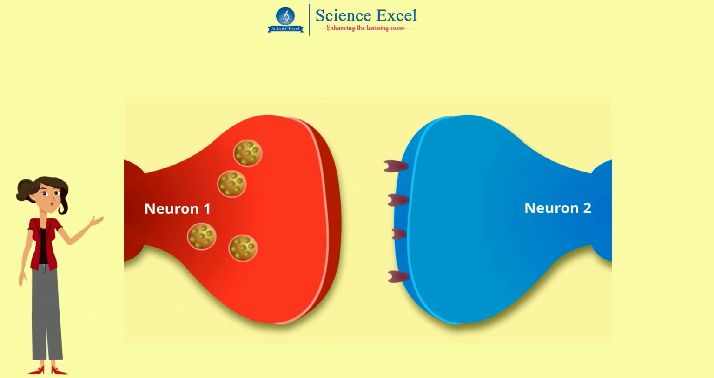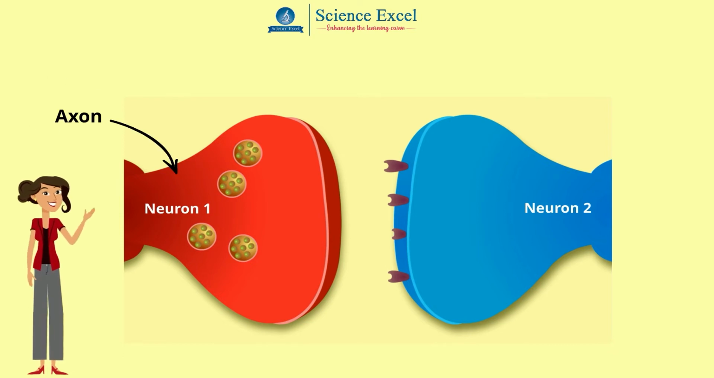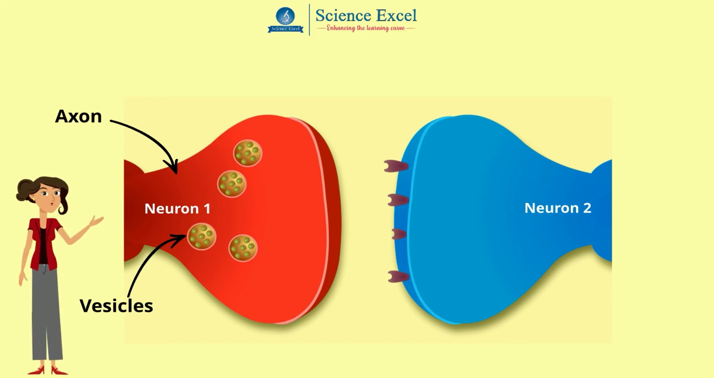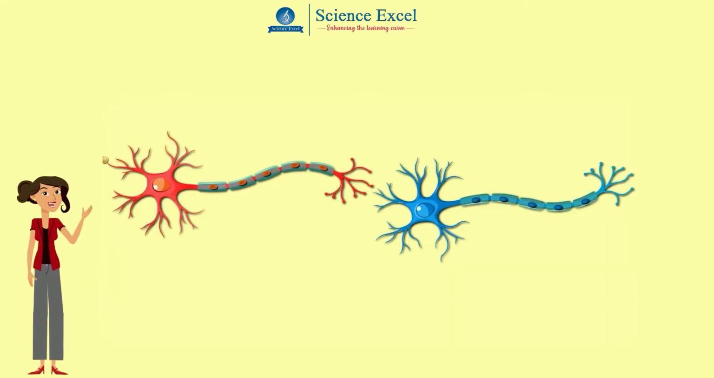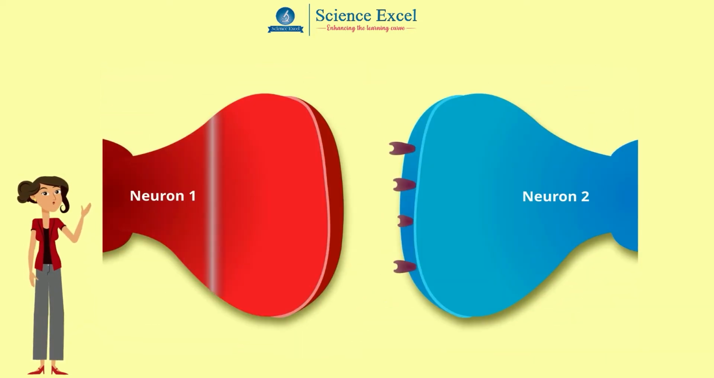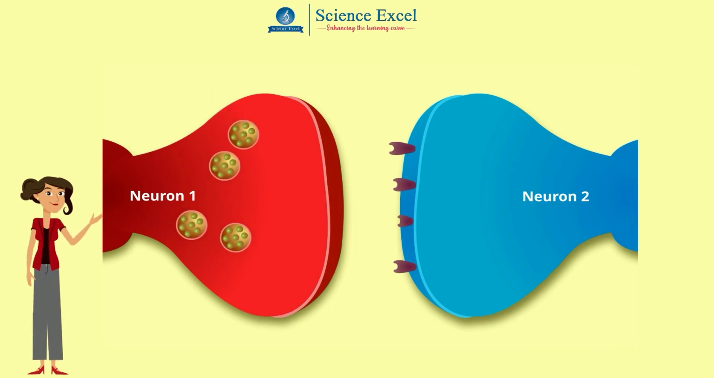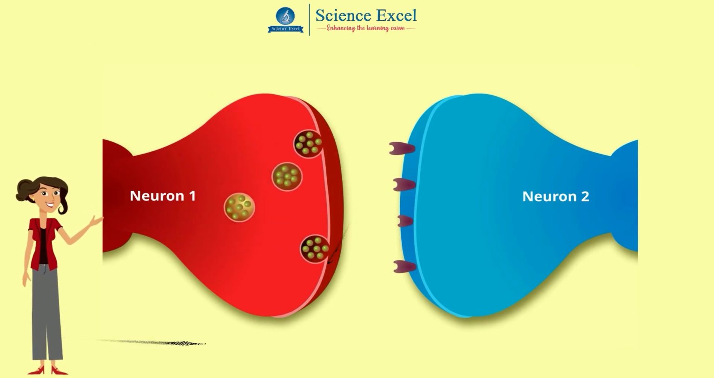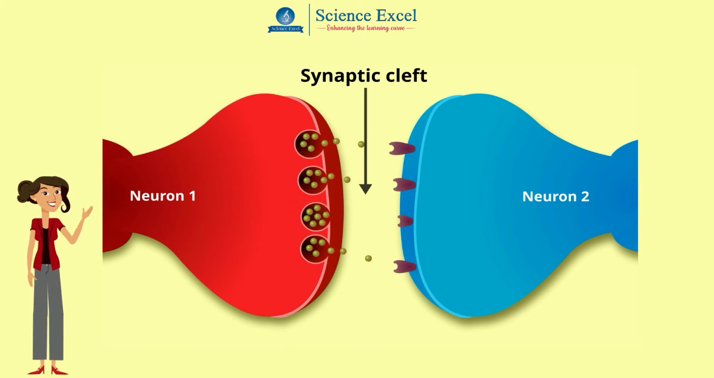Inside the first neuron's axon are hundreds of small sacs called vesicles. Each vesicle contains certain chemicals called the neurotransmitters. When an impulse picked up by a dendrite travels through the axon and arrives along the axon terminal of the first neuron, it causes the vesicles to move to the cell membrane and empty the neurotransmitters into the synaptic cleft.